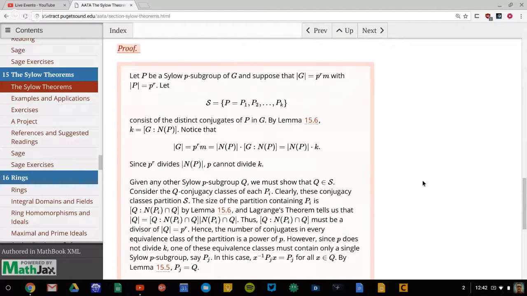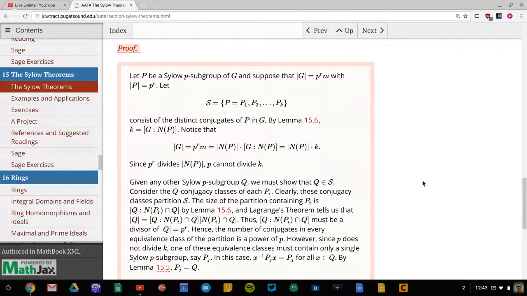Now, remember basic facts about the normalizer we outlined at the start. The subgroup P itself is a subgroup of its own normalizer. Lagrange's theorem tells you that the size of the subgroup divides the order of the containing group. p to the r is the size of the subgroup P. It's contained in the normalizer, so p to the r divides the size of the normalizer. That's just coming from Lagrange's theorem. So in particular, p to the r divides this bit.